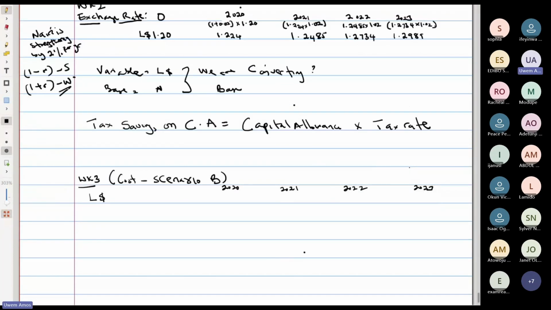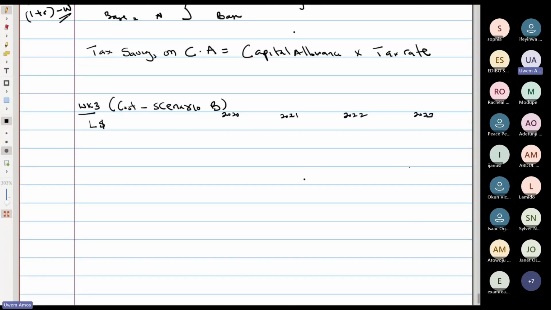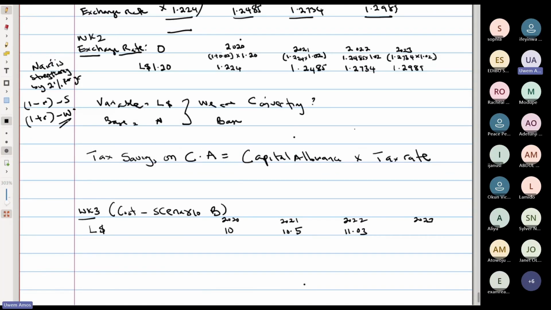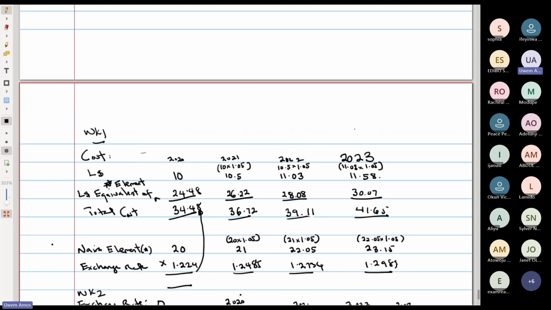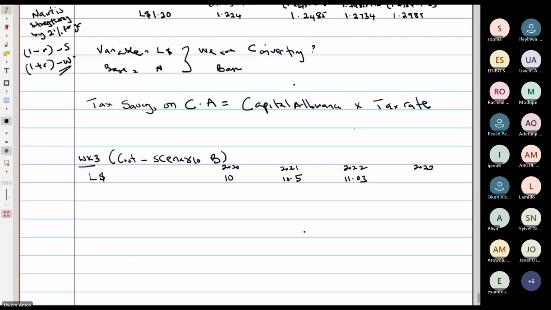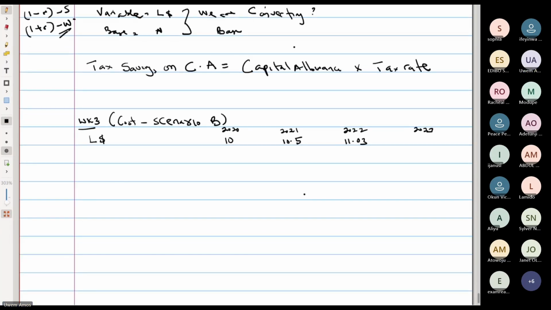All right, so let's copy that down. 10, 10.5, 11.03. So that's 10, 10.5, 11.03, and what's the last one? 11.58. 11.58. Okay, so we're also now adding cost.